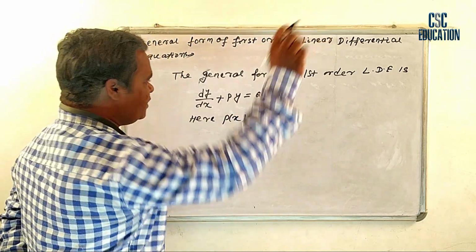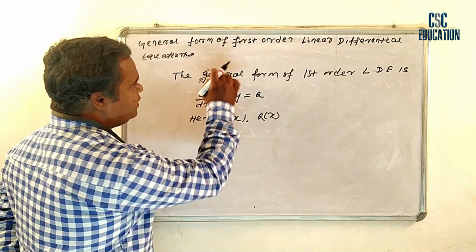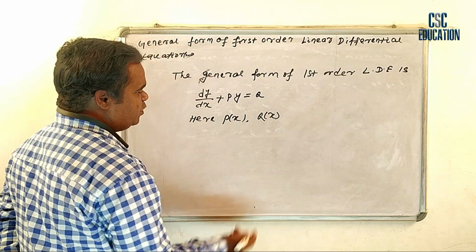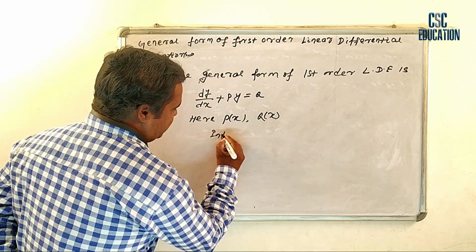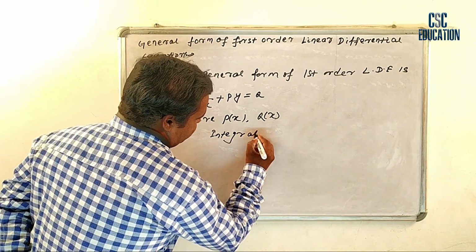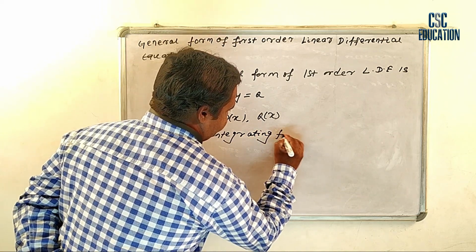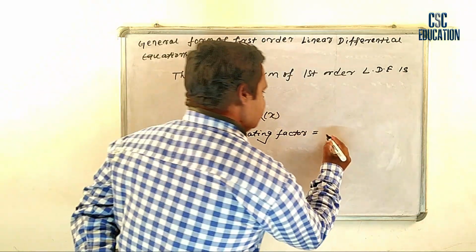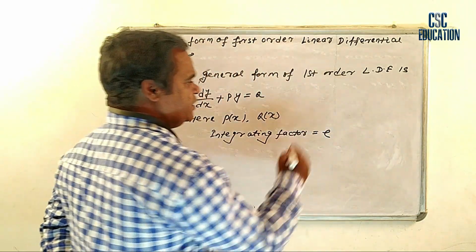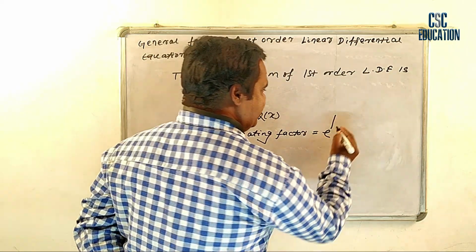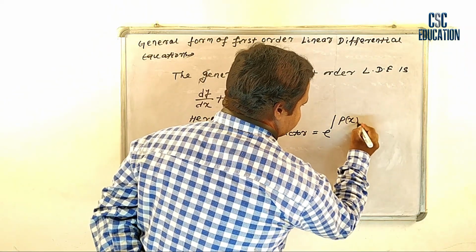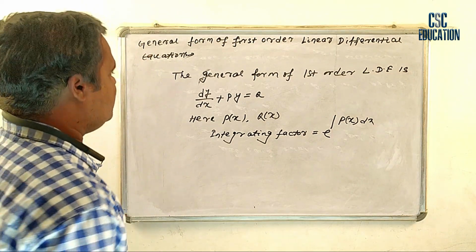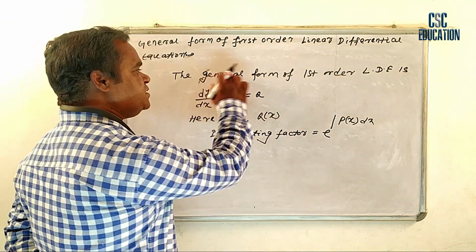Okay, so in the general form of a first order linear differential equation, we have to find out the integrating factor firstly. What is the integrating factor? Integrating factor equals e to the power integration of p of x dx. That is the integrating factor. Okay, alright. Now we have the solution of this general equation.